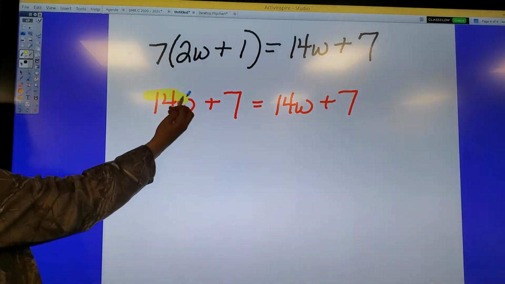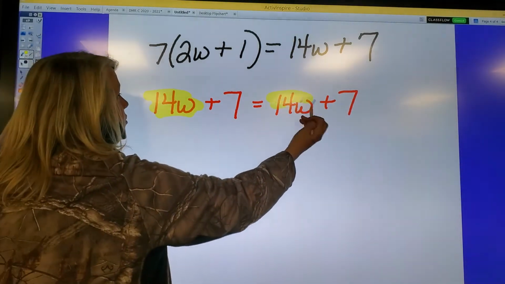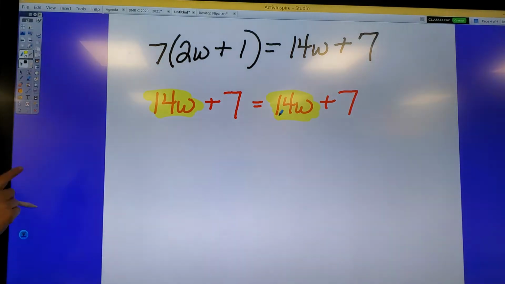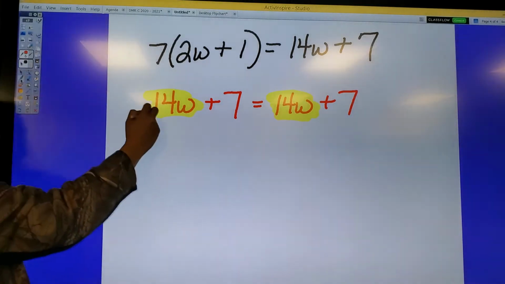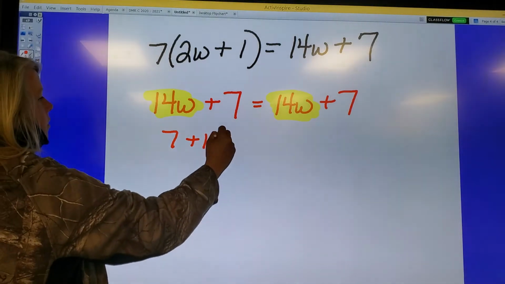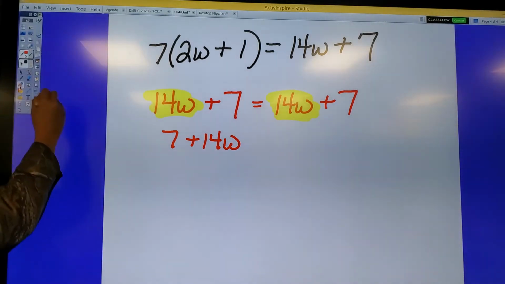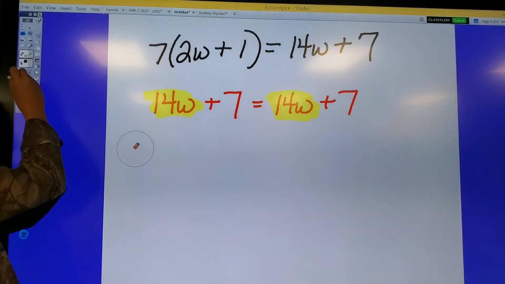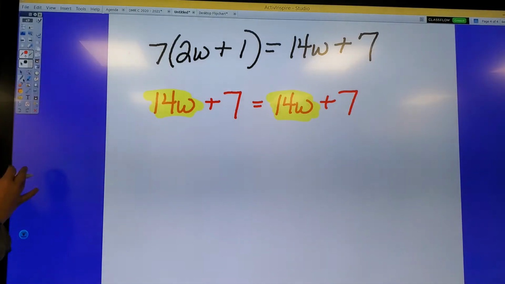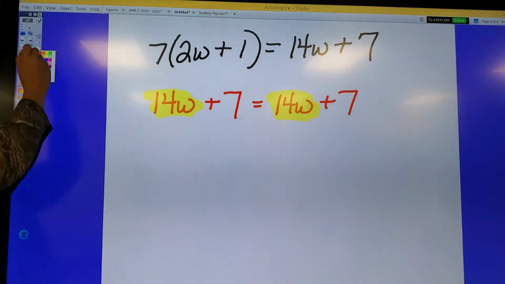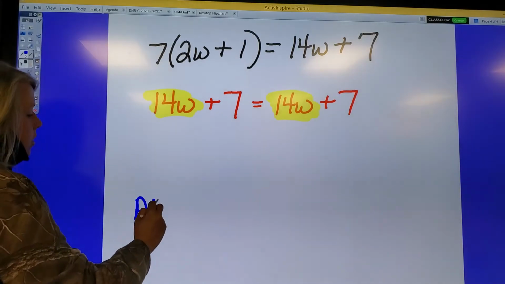So 14w over here, we have a 14w over here, and they also have the exact same constant. Now, your terms could be in a different order. It's possible that maybe you wrote them differently, but that means the same thing. You can switch the order around of your terms, okay? But if your terms are exactly the same, this would be an equation where your answer would be all.